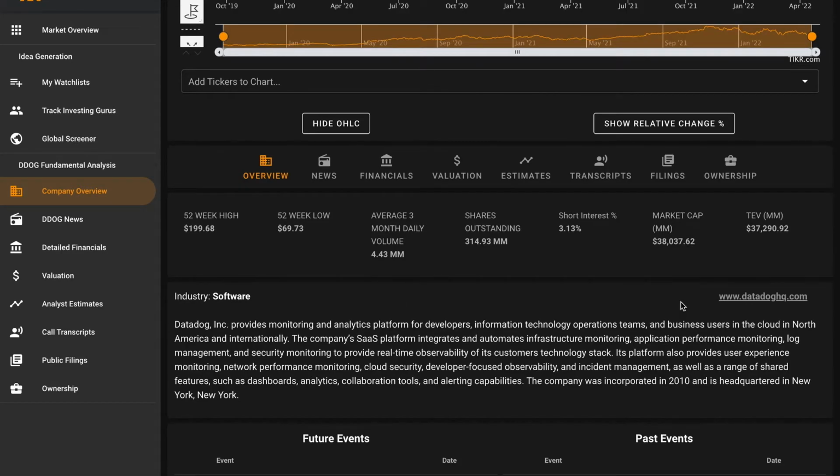As for some background about the business, DataDog is a cloud-native company that provides a platform for developers and IT operations teams to monitor and analyze machine data. The company's software-as-a-service platform integrates and operates infrastructure monitoring, application performance monitoring, log management, and security monitoring to provide real-time observability of its customers' technology stack. DataDog's platform can ingest and analyze large amounts of machine-generated data in real time, allowing clients to utilize it for a variety of different applications and through a broad range of features such as dashboards, analytics, collaboration tools, and alert capabilities. The company was incorporated in 2010 and is headquartered in New York, New York.